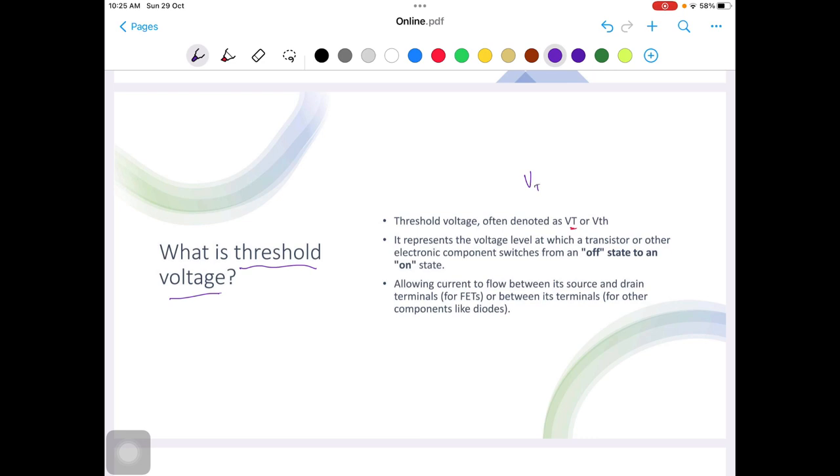Voltage threshold, VT or VTH. So what is the threshold voltage? It represents the voltage level at which a transistor or other electronic component switches from an off state to an on state. Okay, so that's a voltage threshold. It does this by allowing current to flow between its source and drain terminals for FETs, or between its terminals for other components like a diode. So this is the general idea of what a threshold voltage is.